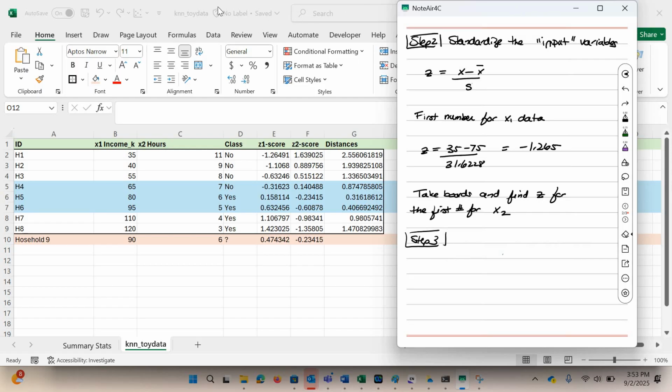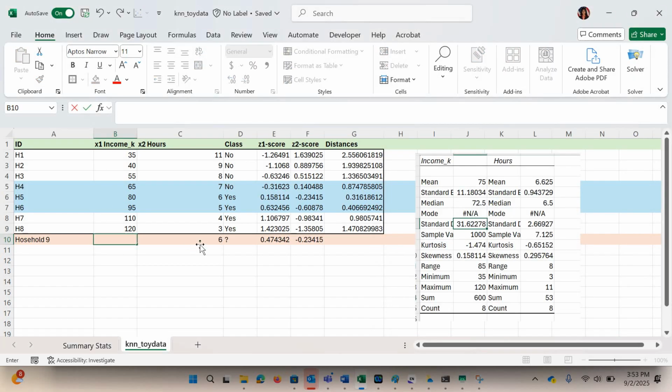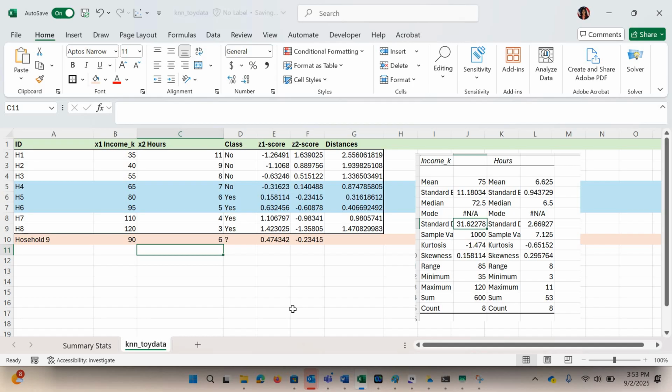Like if I erase this, if I go in here and erase this, those things disappear. But if I put 90 and 6 back up here, it gave me the new z-scores. Pretty nice. So I'm good with that. I like that. Notice I put a question mark here.